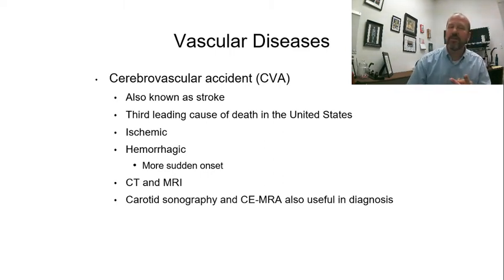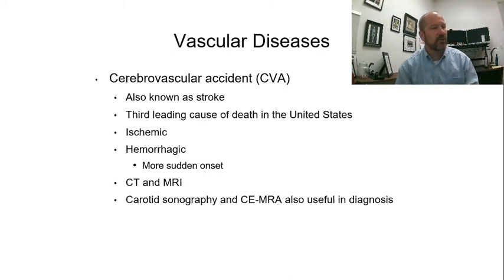There's basically two different types, ischemic or hemorrhagic stroke, and that is important for us in terms of treatment. Hemorrhagic stroke is normally going to be a more sudden onset, and CT is highly sensitive to that. Ischemic stroke may be more difficult to diagnose because it can be very slight, but about 87% of all stroke cases are ischemic in nature.